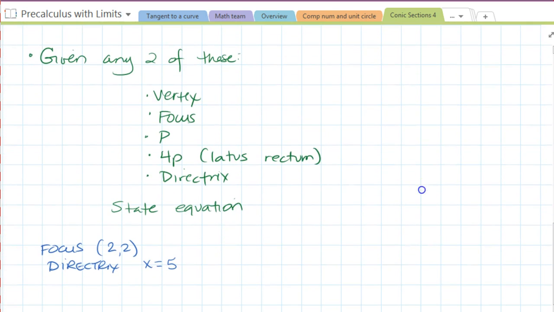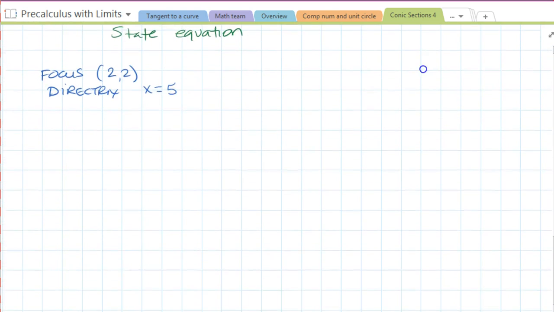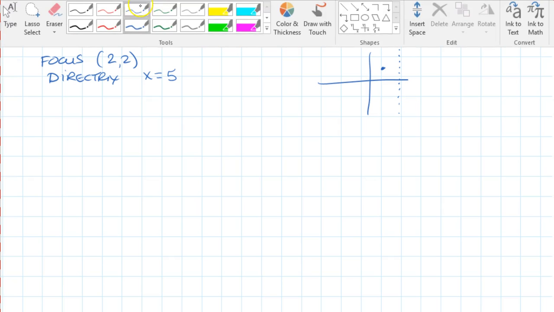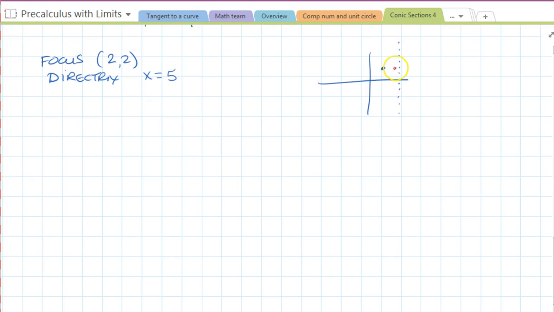They don't really use it, but I want you to see what 4p is, why they talk about 4p. All right, so let's do some examples. Given any two of these things, you have to state the equation. I'll begin with this. If my focus is (2, 2) and the directrix is x equals 5, then I'm going to draw that. The focus is right here, and the directrix x equals 5 would be right here, correct? This tells me which way my parabola will orient. The vertex has to enclose that focus and never intersect that directrix. So now I know which way this parabola is going.